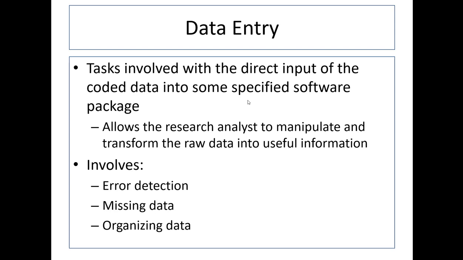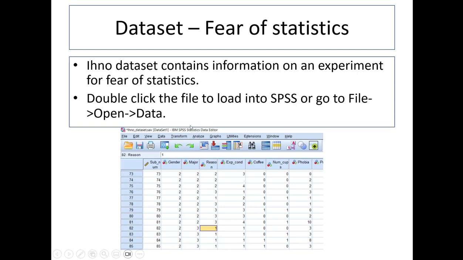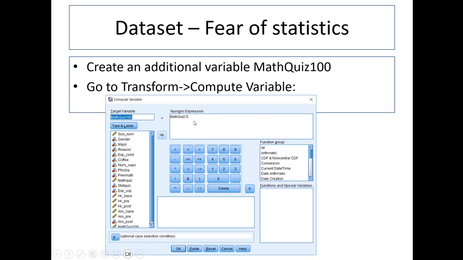Now, once we have the data, then we need to do a few things. We maybe need to check if there's any additional errors. We want to check for missing data. And we also want to potentially organize the data, maybe create some new, summarized data from our existing data to help with our analyses. So here we are. We've already opened Fear of Statistics.